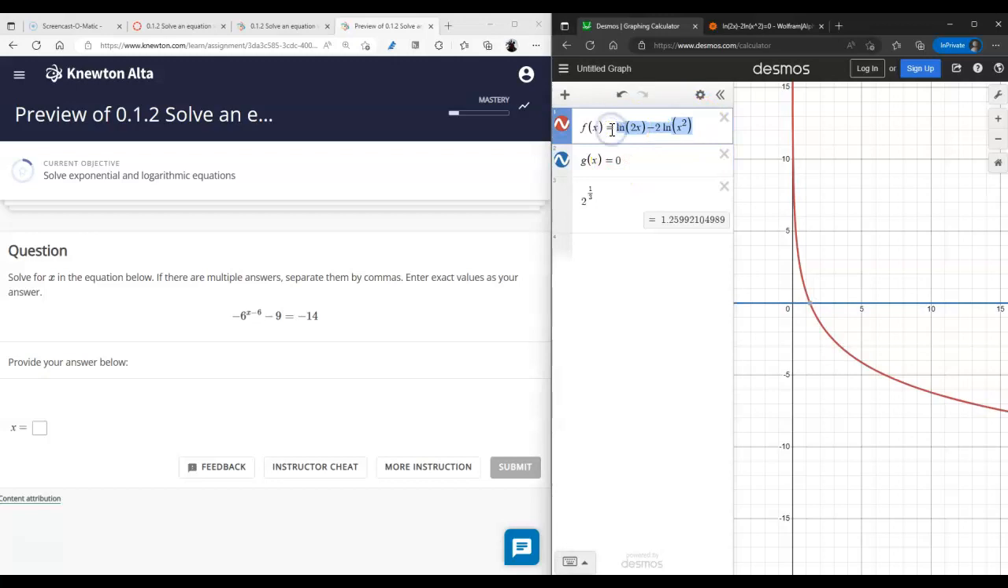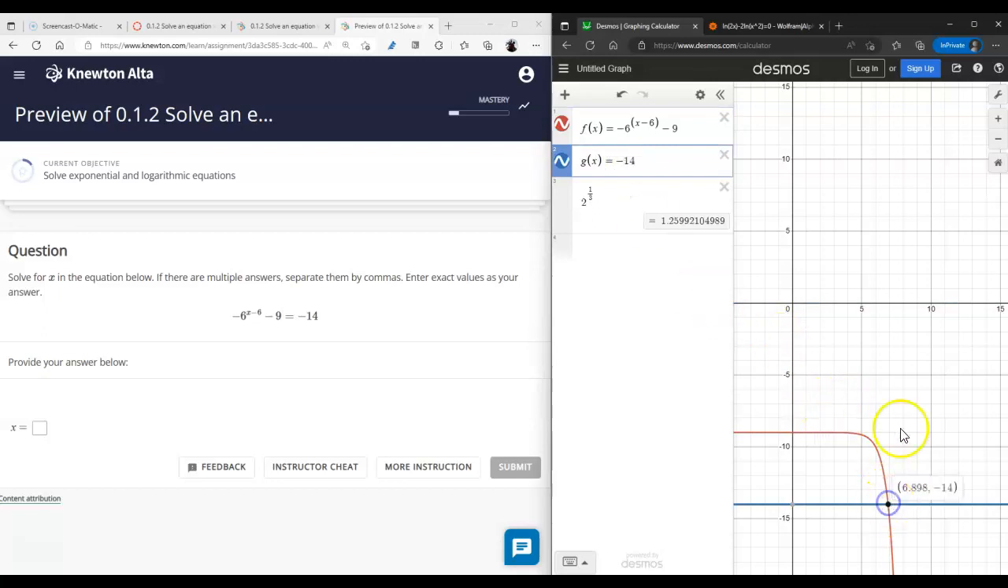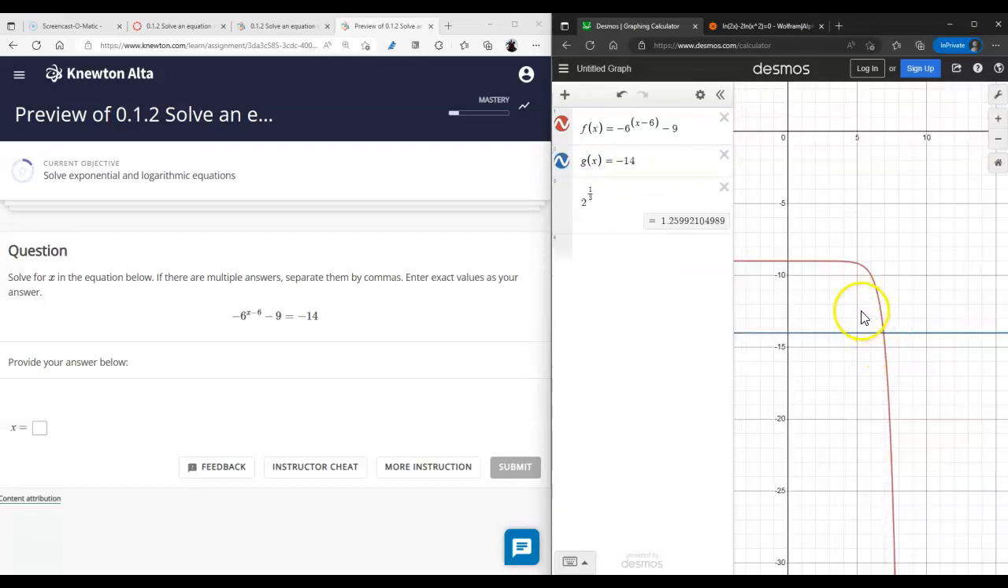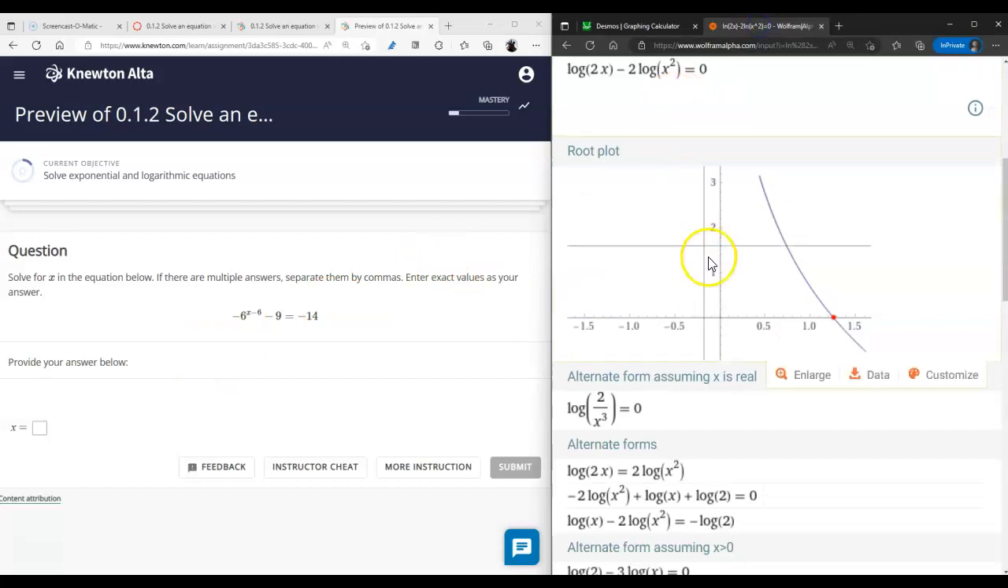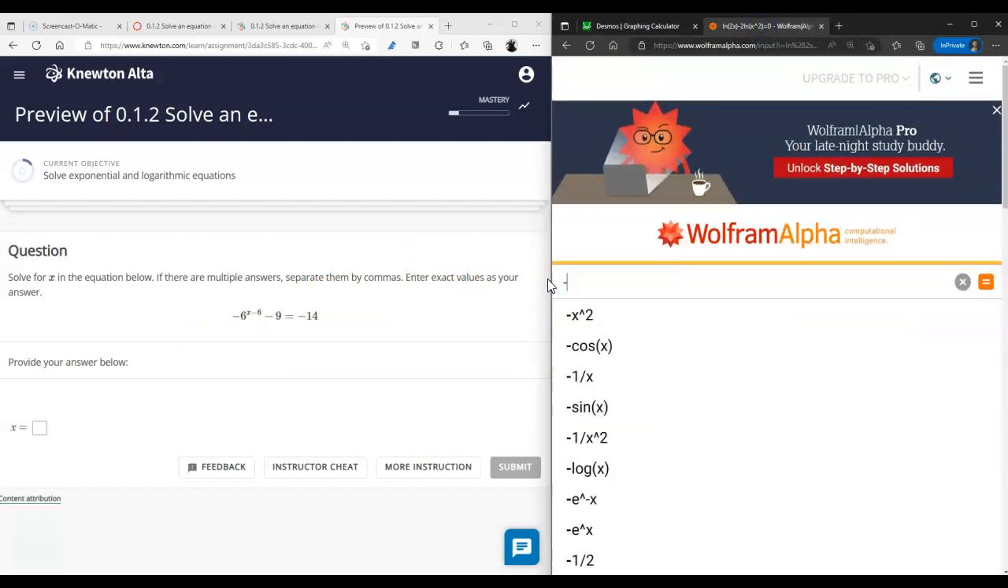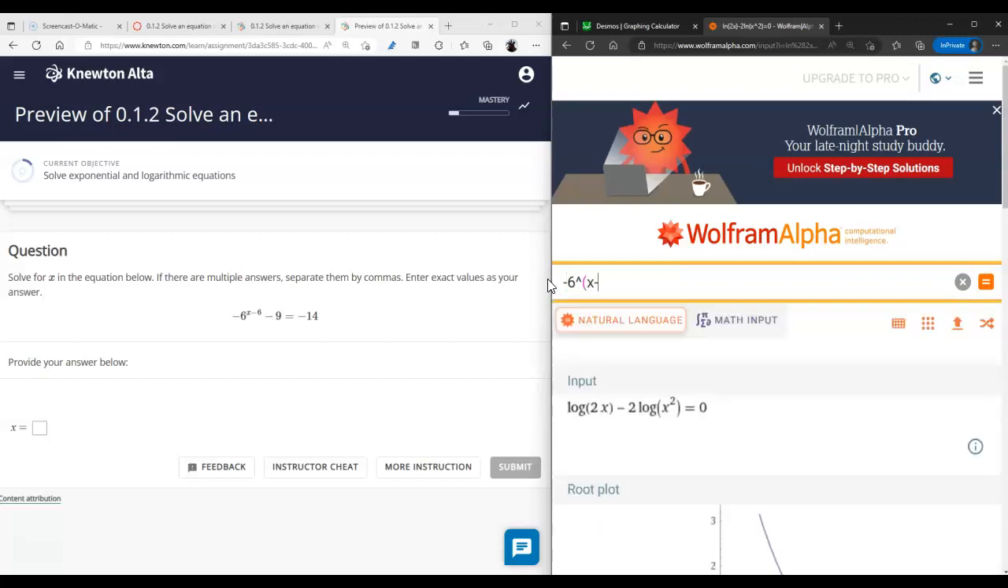Exponential equation, same approach. I'm going to take Desmos first. This one is being very picky now. And clearly we see it has one solution, right? So we already know that much. Sometimes that's all you need to know. We know approximately what it is, but that's not what the software is looking for. So let's just type this in Wolfram Alpha.